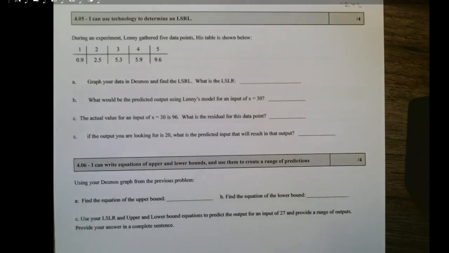I'm going to go over both of these standards in one video. 4.05, I can use technology to determine a least squares regression line, which we did in the previous problem as well. And 4.06, I can write equations for upper and lower bounds and use them to create a range of predictions. So first thing, we're going to take this data and put it into Desmos.